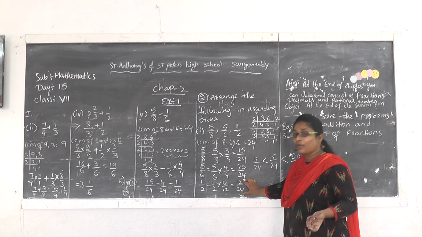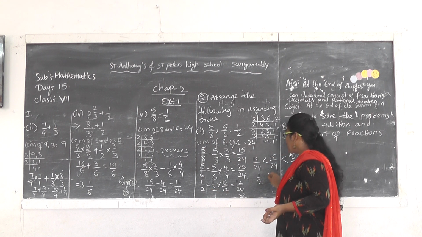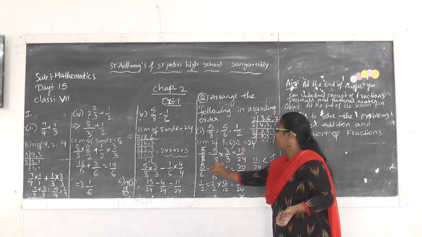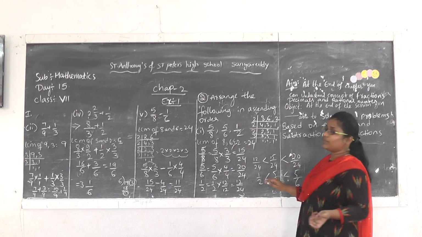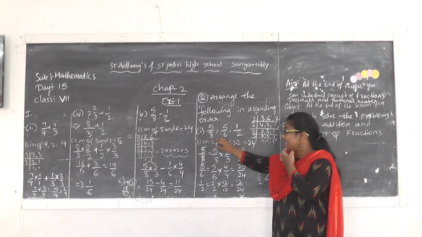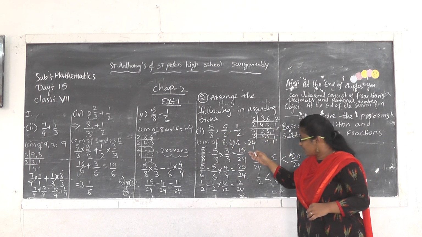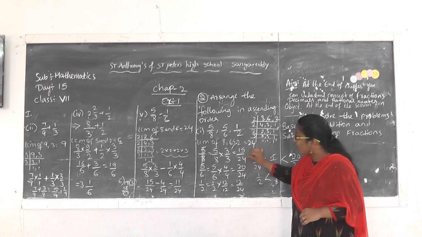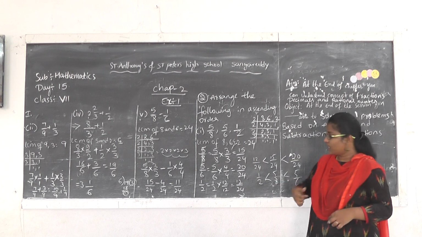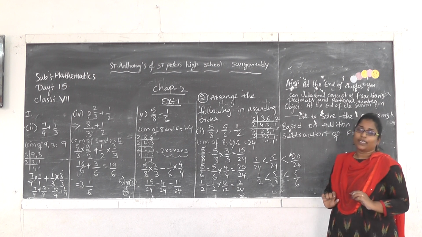This 12 by 24, when simplified, is 1 by 2, right? So 1 by 2 is smaller than 5 by 8, which is smaller than 5 by 6. In this way we have to arrange in ascending order. Are you able to understand? By taking the LCM of denominators, convert all the unlike fractions into like fractions and then compare only the numerators. The fraction which has the smaller numerator is the smallest fraction.